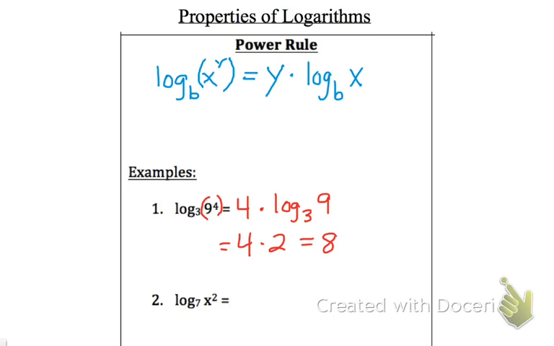Log base 3 of 9 is 2, so this actually is 4 times 2, which is equal to 8 as our final answer. In the second example, we are raising x to the 2nd power inside of our logarithm, so the exponent 2 can come to the front as a coefficient, 2 times, and we're left with log base 7 of x.